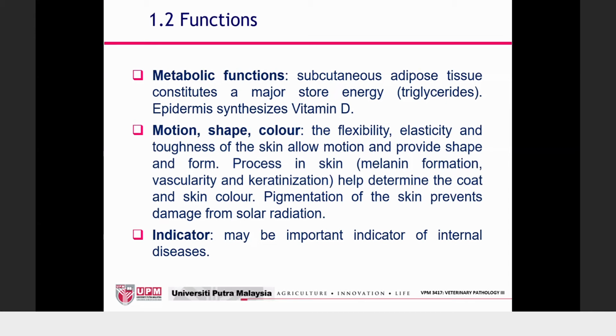So meaning to say, if for example, a darker colored skin usually will have more melanin in the skin. Even animals with darker hair coat, for example, black color, definitely it will have more amount of melanin in the hair follicle or the fur. Okay, and then this pigmentation actually prevents damage from solar radiation.